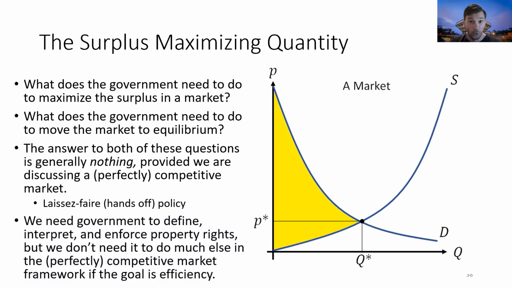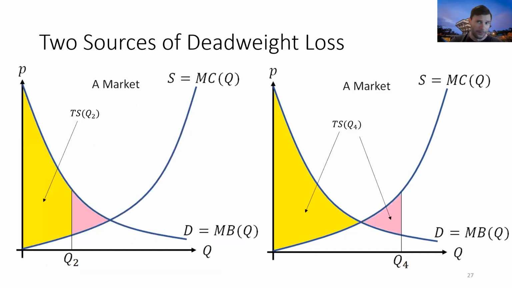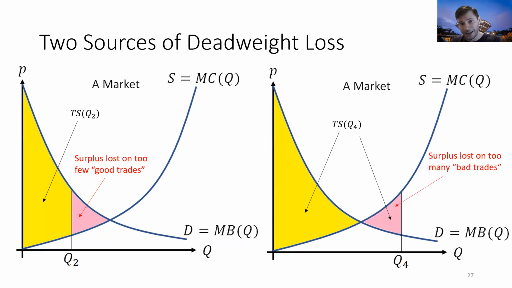What we're going to argue in a minute is that if we have any policy that causes Q to move away from Q star, then we're either in the left situation where we've blocked some mutually beneficial trades, or in the right-hand situation where we've engendered some bad trades that are surplus reducing.